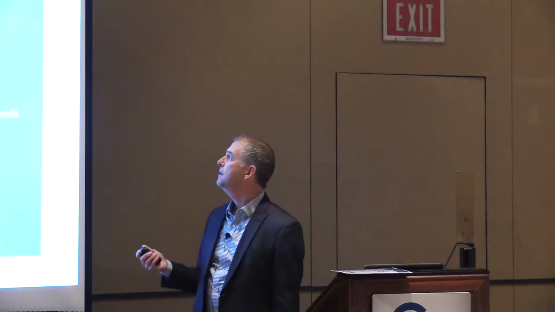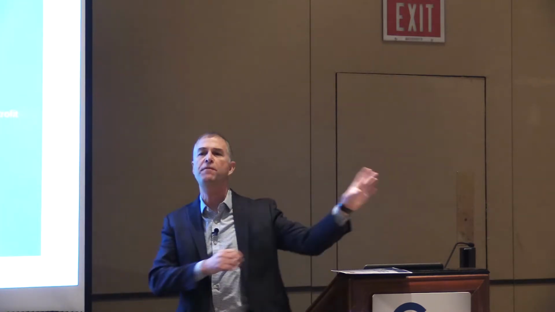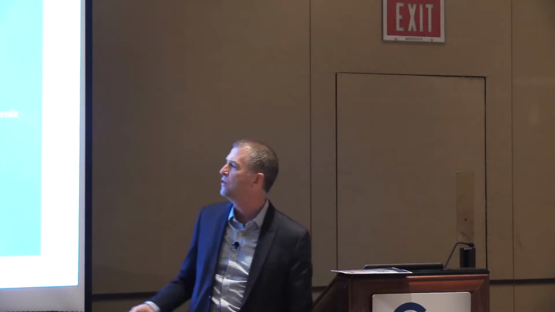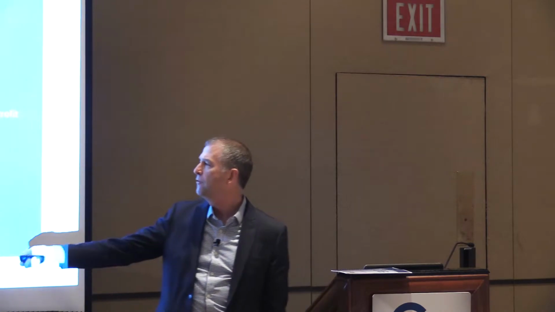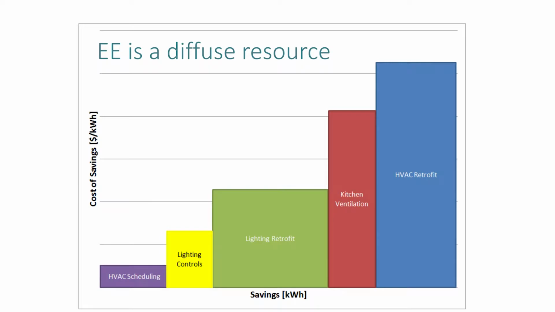I think of it a little bit like a cost curve. We have a resource out here, and it's energy efficiency. And the cost of that resource varies depending on how deep you have to dig to get it. There are very light, simple things that you can do in a building like HVAC scheduling, which are very cheap to implement and have a big impact. But then you go up the cost curve. Lighting controls is maybe something that's a little more expensive. It also has a big impact.